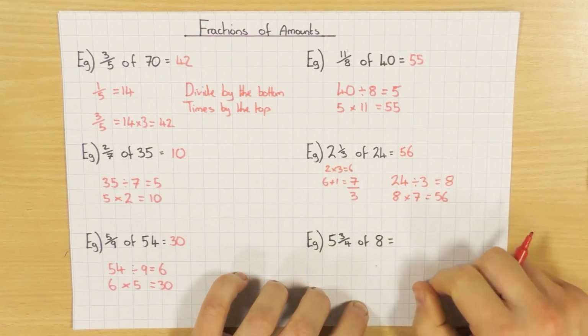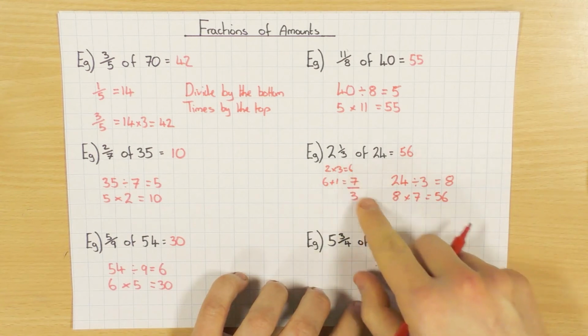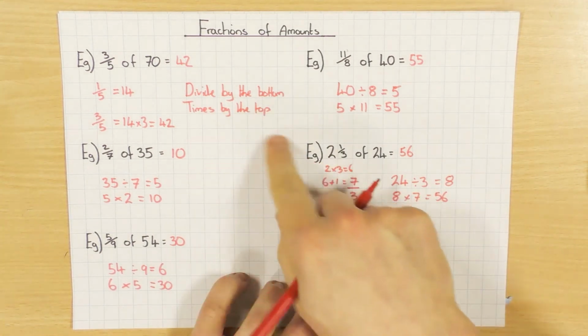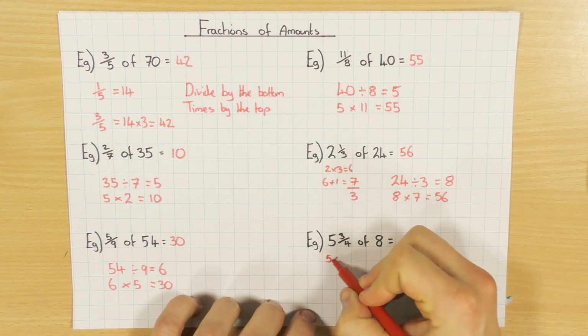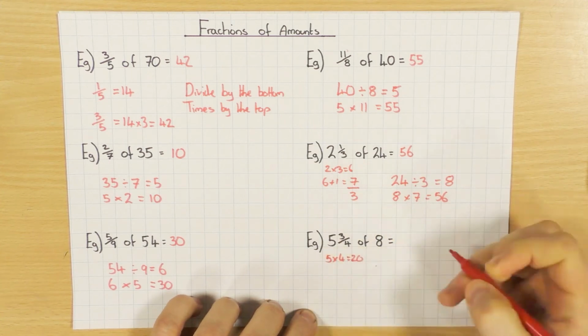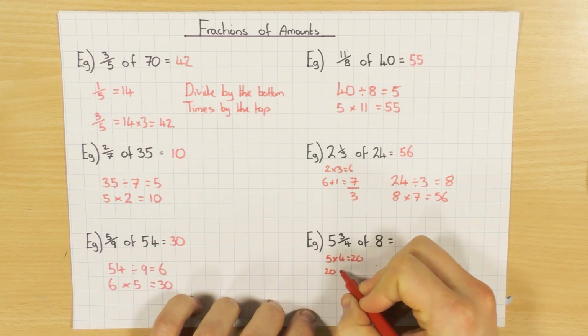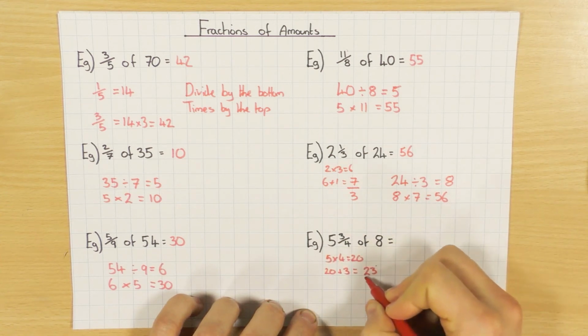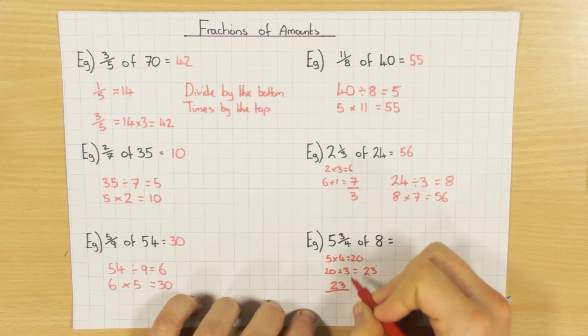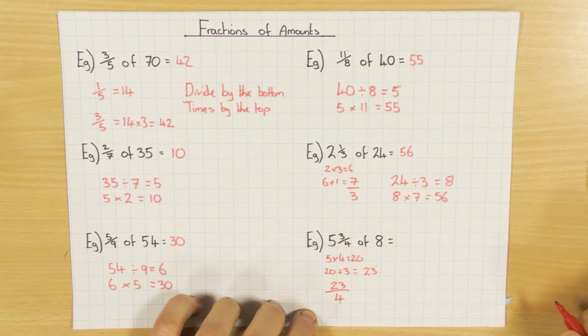So if you've got a mixed fraction, just convert it to top heavy or improper, and use the same thing. Divide by the bottom, times by the top. Same thing for this one. So 5 times 4 is 20. Then 20 add the top, which is 3, so 20 add 3 is 23, and obviously the denominator is 4, so that's what it's going to be.